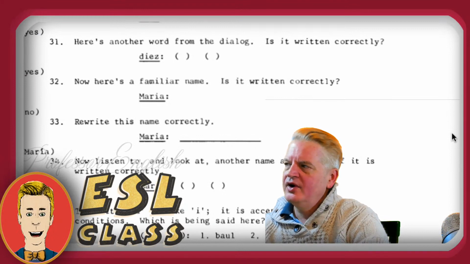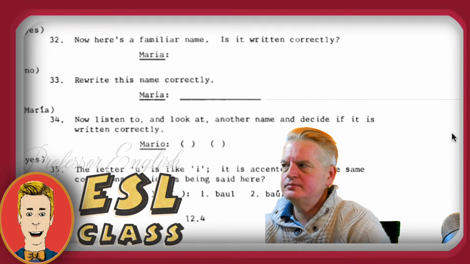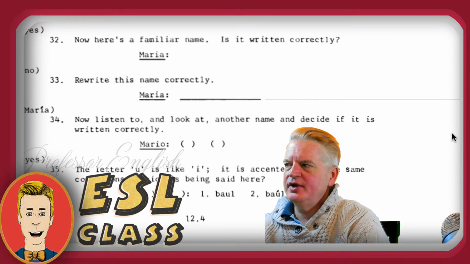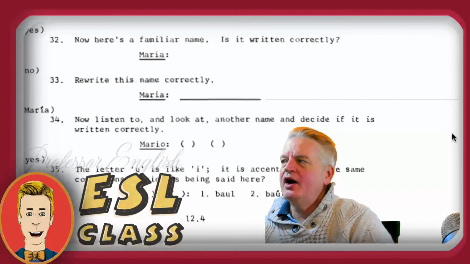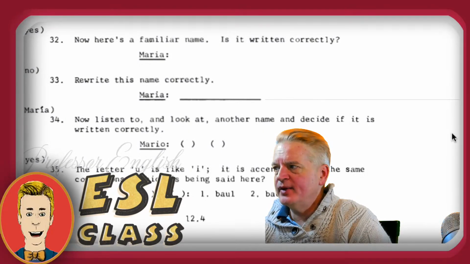Number 34. Now, here's a familiar name. Is it written correctly? Mario. That's strange because... Oh, wait. Did they skip down to 34? They must have skipped to 34. So that's 32, and they have Maria written, but it's without an accent. So it's wrong. It should have an accent to indicate that the I is the loudest sound in that word. Maria.